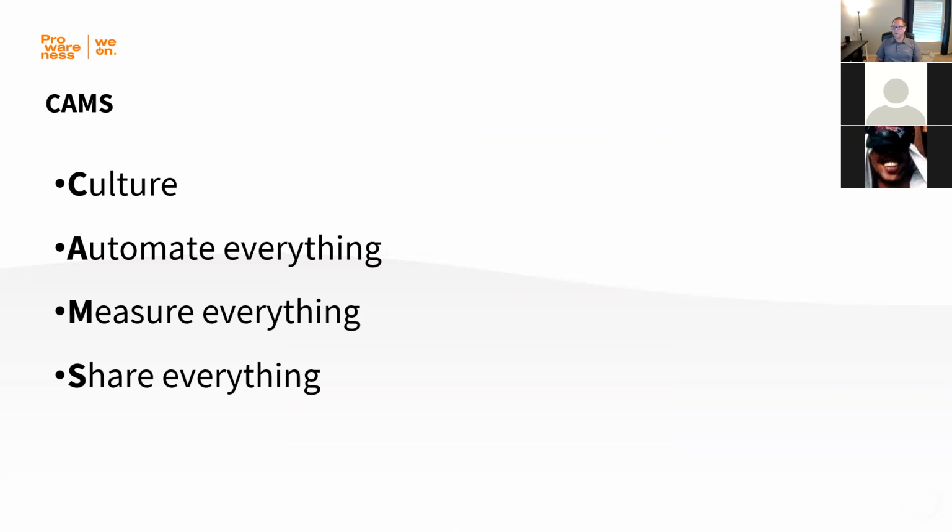All right, so let's look at CAMS, which is really what DevOps is all about for me. CAMS stands for culture, automate everything, measure everything, and share everything. CAMS is really easy to remember what DevOps is all about, but as you'll notice as we go along, this blows up into a lot of different pieces. So it's a lot harder than it actually looks. And at the same time, it's also very easy to get started. Let's look at the first one.